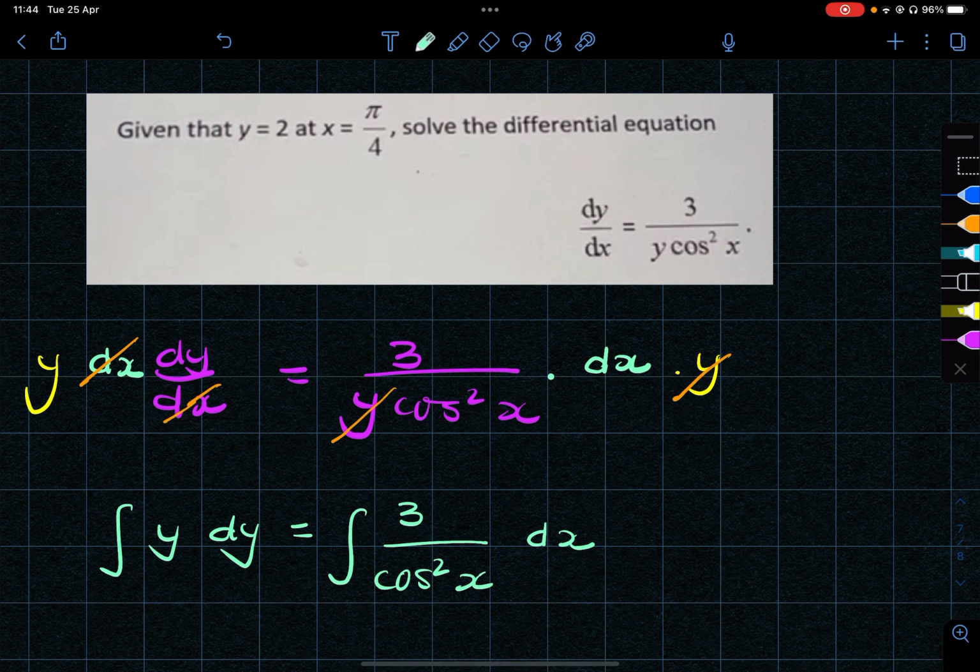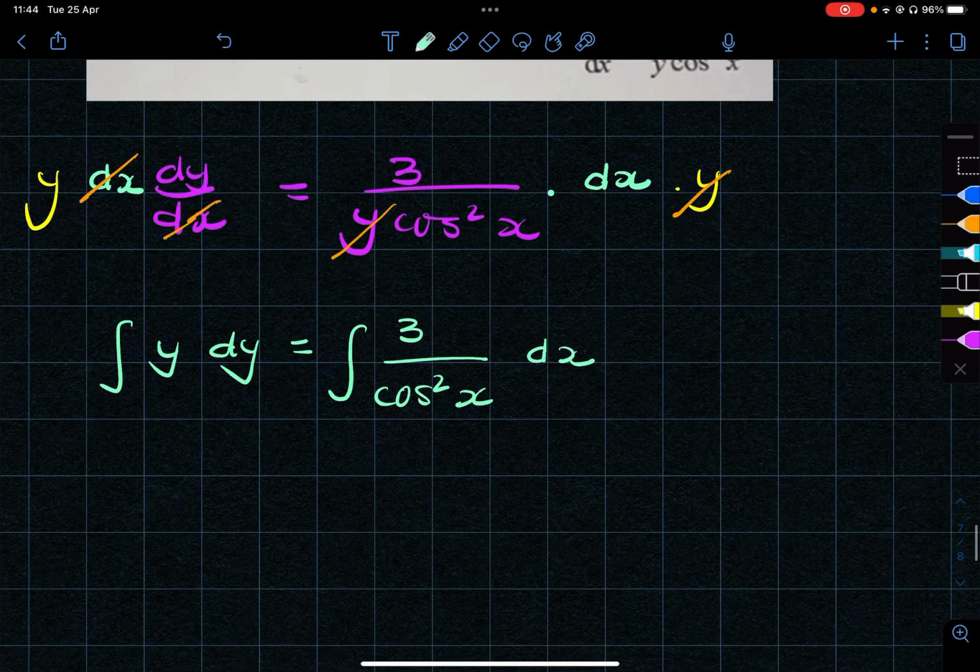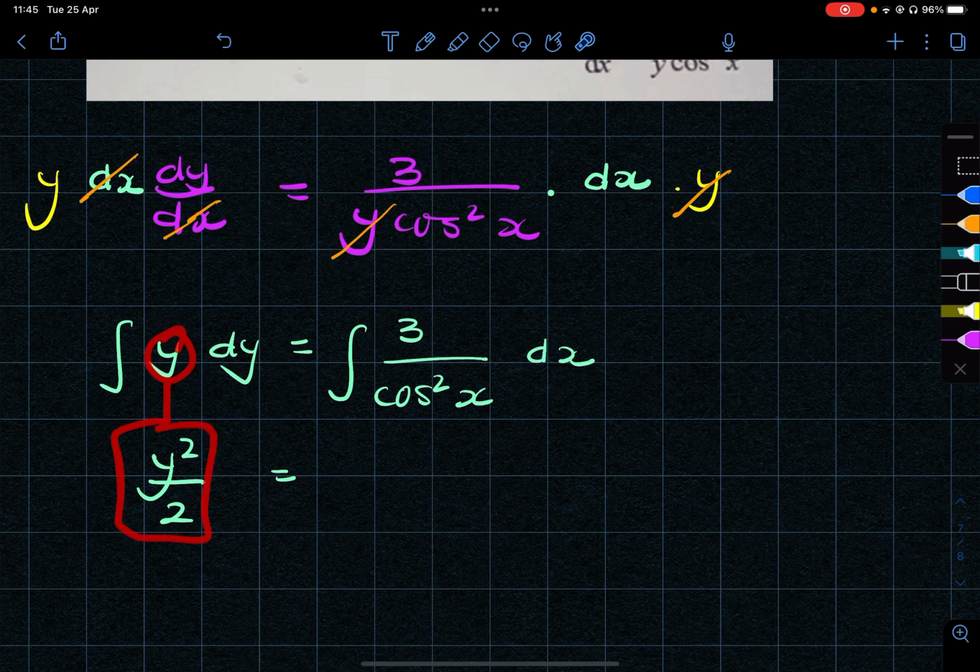So you can integrate both sides. The integral of y is easy. It's simply y squared over 2 plus constant, but we don't need to worry about the constant on the left-hand side because we can add it to the constant on the right-hand side. So the integral of y is y squared over 2.